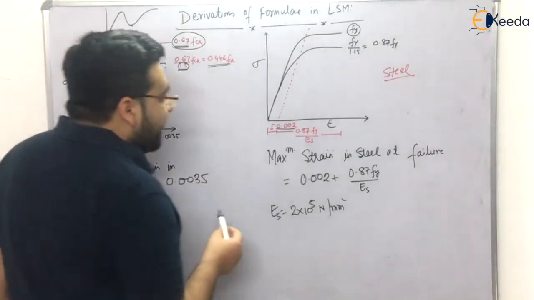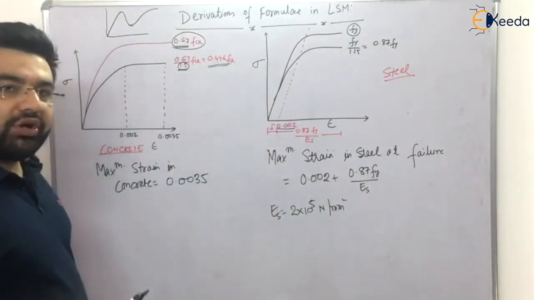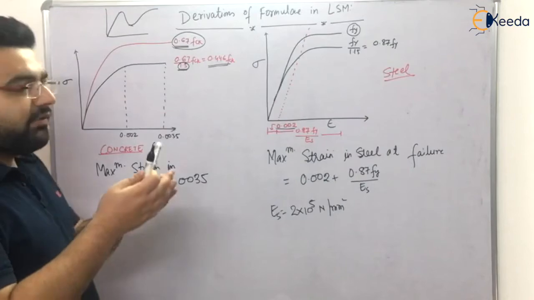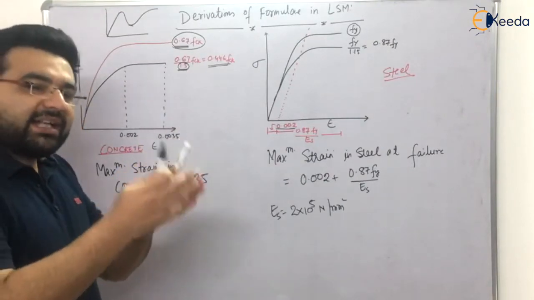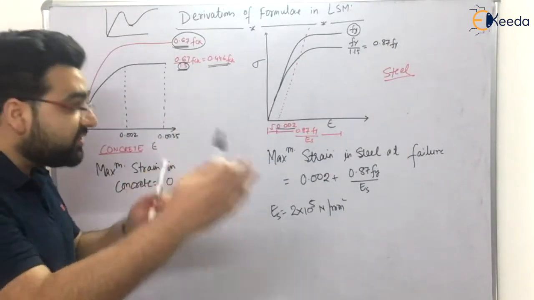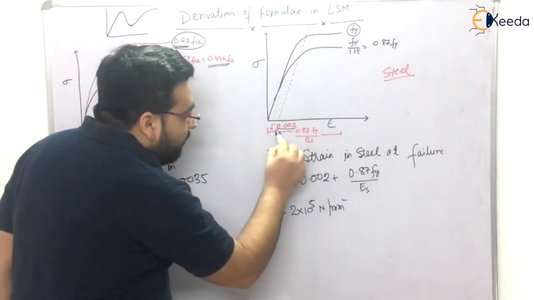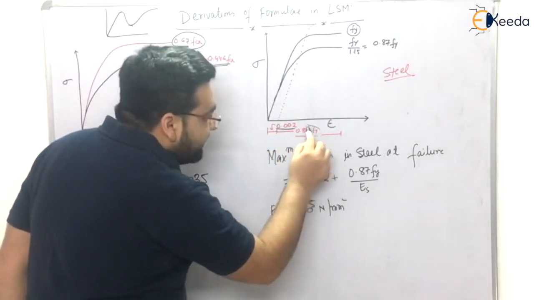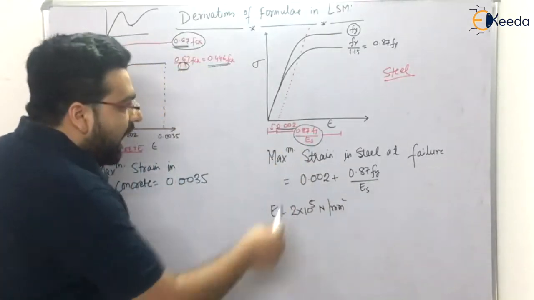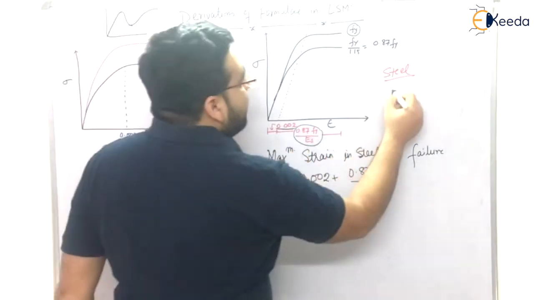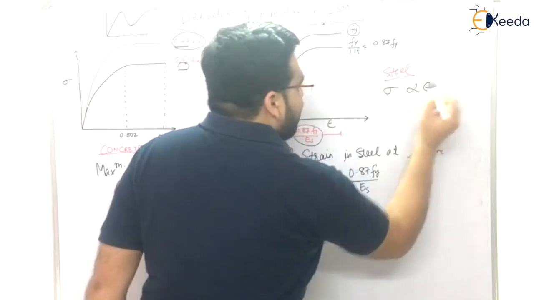So the code says that the maximum strain at collapse, it means that when the steel will fail, the maximum strain in steel, not concrete, in steel, it is actually 0.002 plus 0.87 fy divided by Es. Now how has this come? I told you that stress is directly proportional to strain, right?